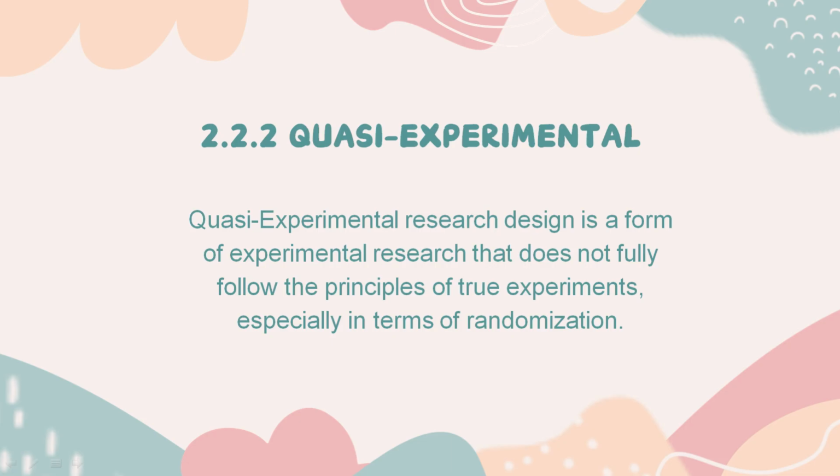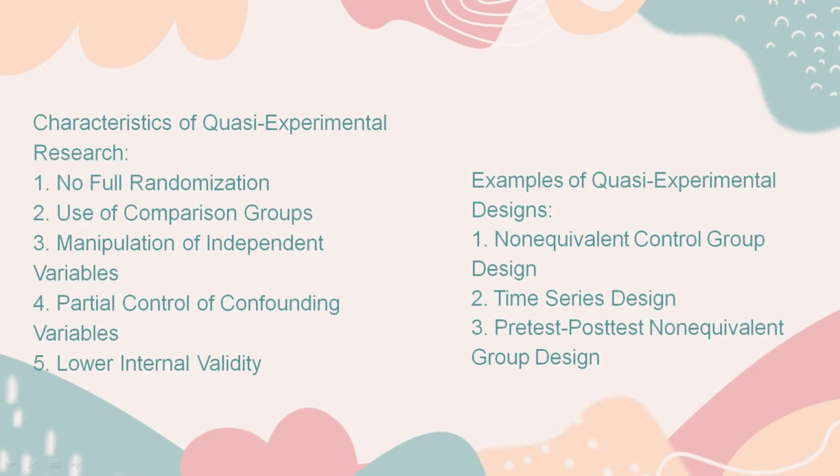Next, we will talk about the characteristics of quasi-experimental research design. There are various characteristics. The first is no full randomization, use of comparison groups, manipulation of the independent variable, partial control of confounding variables, and lower internal validity. And there are some examples of quasi-experimental design. The first is non-equivalent control group design. The second is time series design, and the last is pre-test post-test non-equivalent group design.